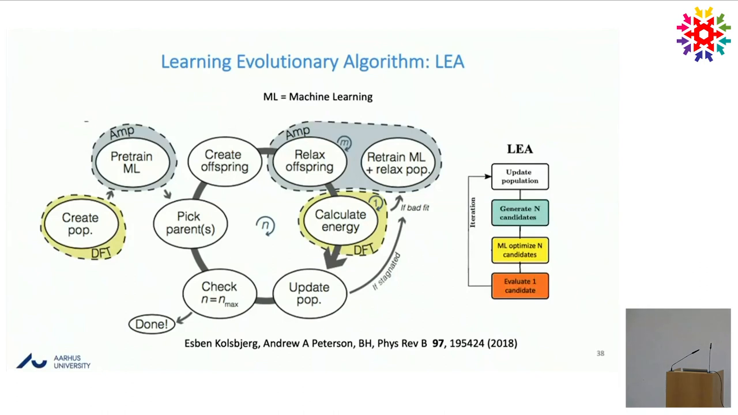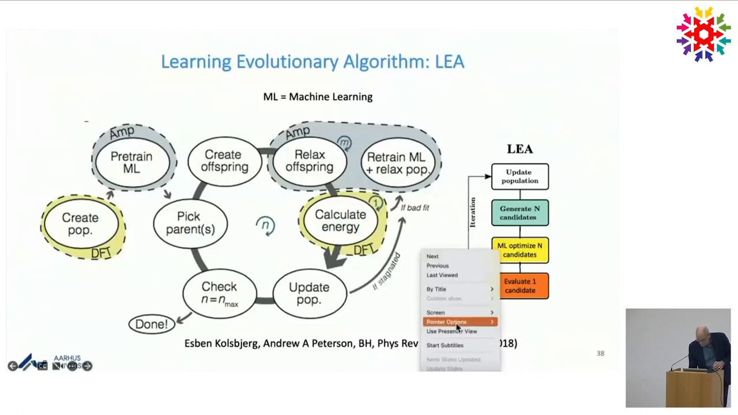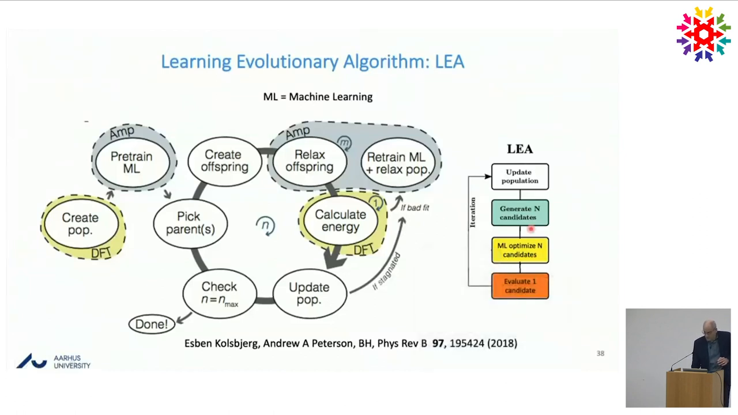So what is it that goes on here? Well, it's basically you are having a population of structures. You are generating new candidates by some means that I explained several times already. Then you do your machine learning optimization. I've lost my pointer. If it's okay, I'll get it back here. Laser pointer. You do your machine learning optimization, and then you evaluate one of the candidates or more of them or whatever in the end.